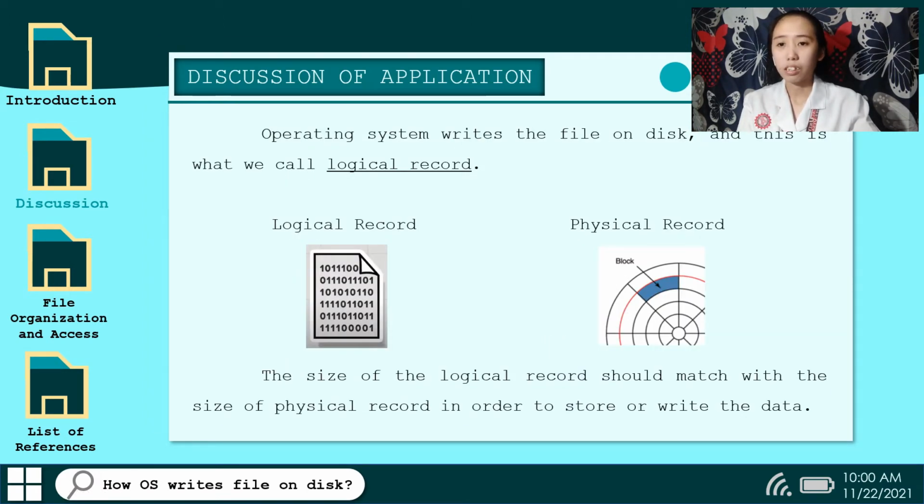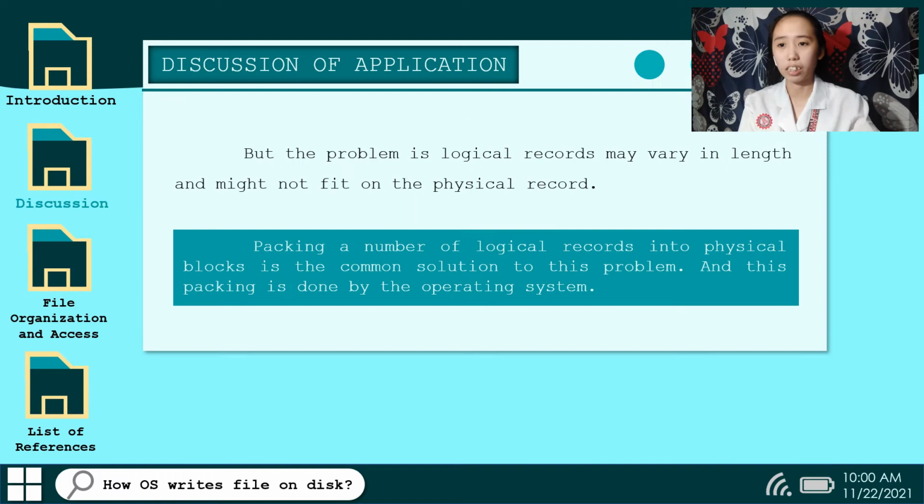Operating system writes the file on disk, and this is what we call logical record. Now, the size of the logical record should match with the size of the physical record in order to store or write the data. But the problem is, logical records may vary in length and might not fit on the physical record.